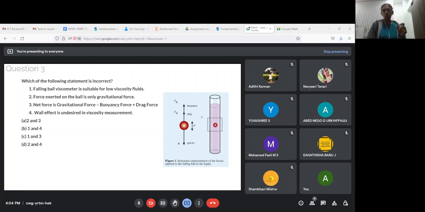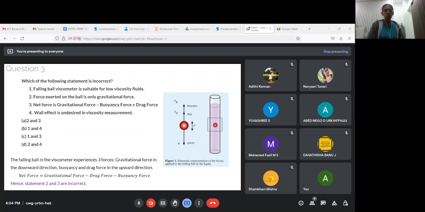Now you know the length of the tube from the start mark to the end mark, and you've calculated the time using a stopwatch. So from the length and time you can get the velocity at which the ball is coming down inside the liquid. When the ball comes down, there are three forces acting. One is the gravitational force that depends upon the mass of the sphere. The other is the buoyancy force that happens when you have a solid inside a liquid, and a drag force that opposes the gravitational force when the ball comes down. So gravity is in one direction, the other two forces are in the opposite direction. So as you said, it is gravitational force minus buoyancy force minus drag force.